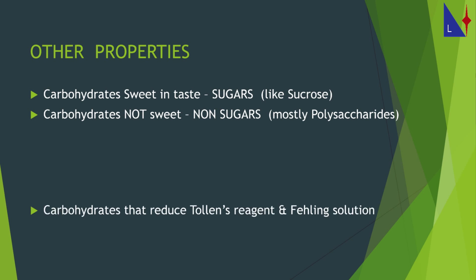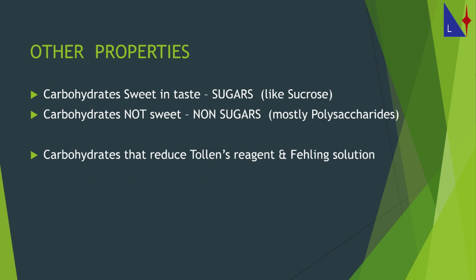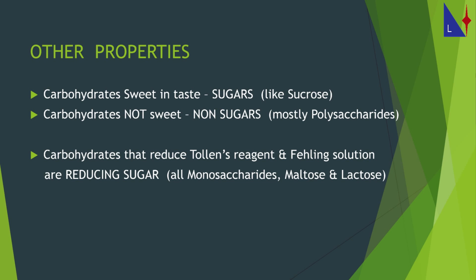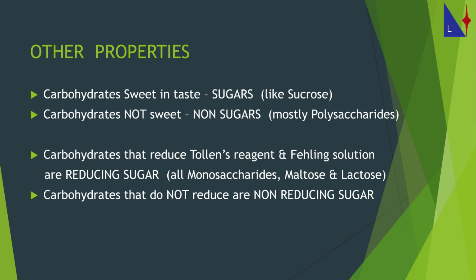Now carbohydrates that reduce Tollens reagent and Fehling solution, they are called reducing sugars. We will see in later videos what we mean by this. For now, we can remember that all monosaccharides are reducing sugars. Other than these, maltose and lactose, they are disaccharides and they are also reducing sugars. And carbohydrates that do not reduce this Tollens reagent and Fehling solution, they are called non-reducing sugars. Example of non-reducing sugar is sucrose. It is also a disaccharide, but it is a non-reducing sugar.